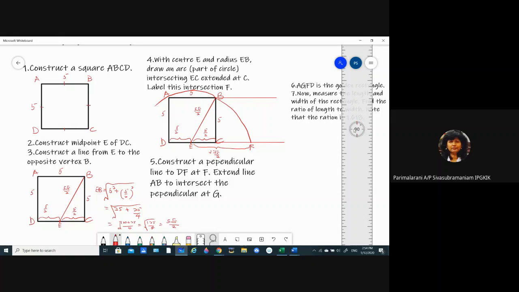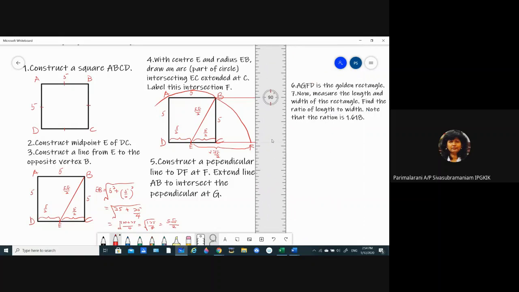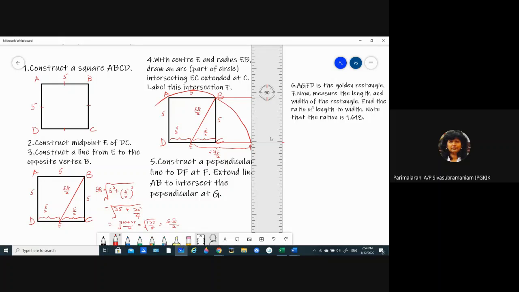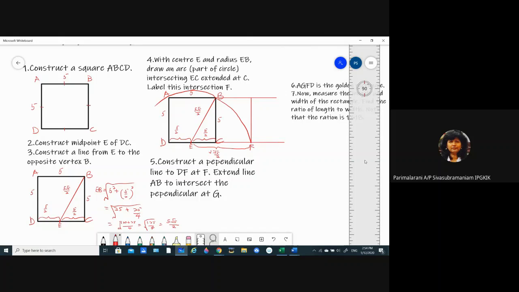Okay. So now one last step is draw a perpendicular line from F to line AB and label it as G. This intersection point is G. So now you have a rectangle that is AGDF.